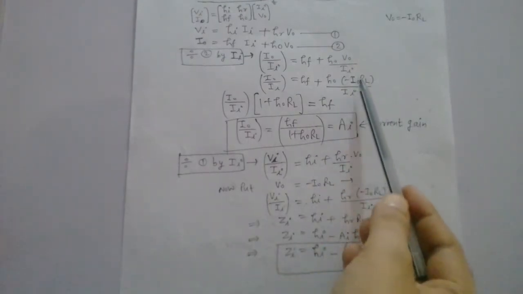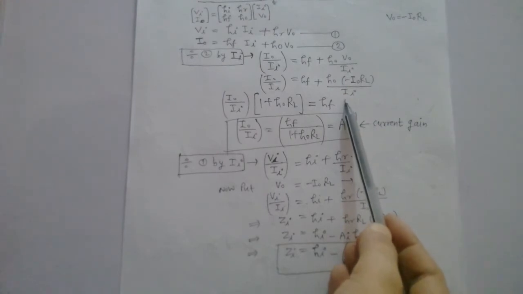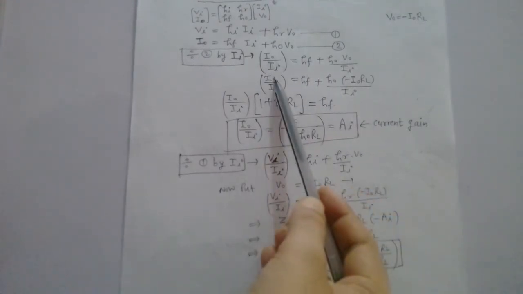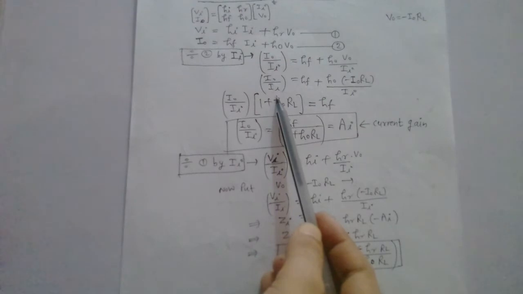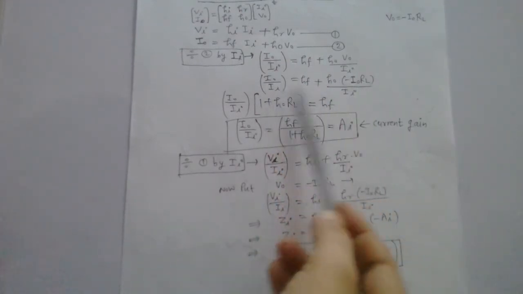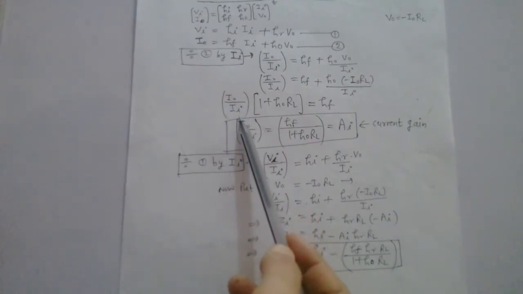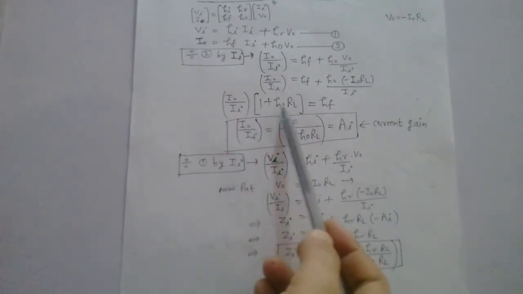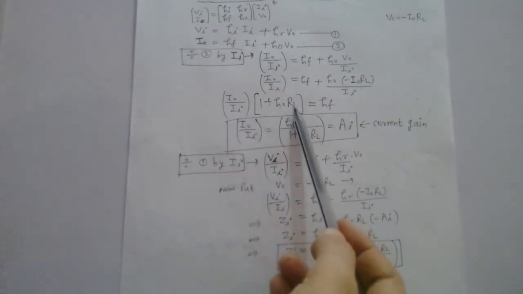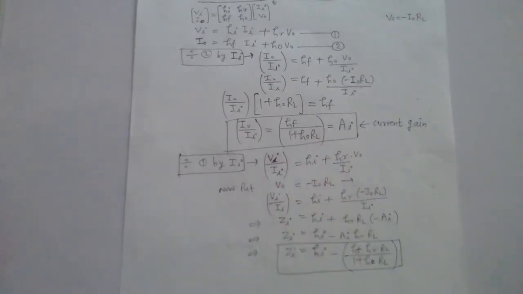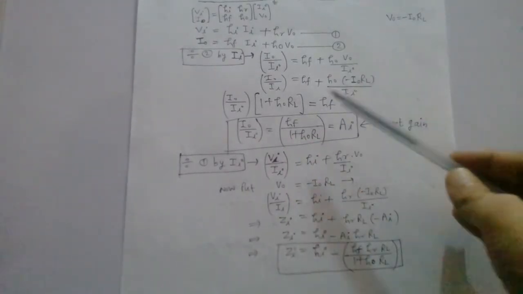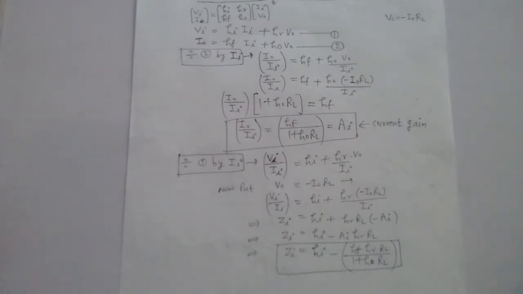So now IO by II with negative sign you will get in the right hand side, and 1 IO by II you will get in the left hand side. So take both in the left hand side and take these common. IO by II, when you take common, you will get 1 plus HORL, which is equal to HF on the right hand side.